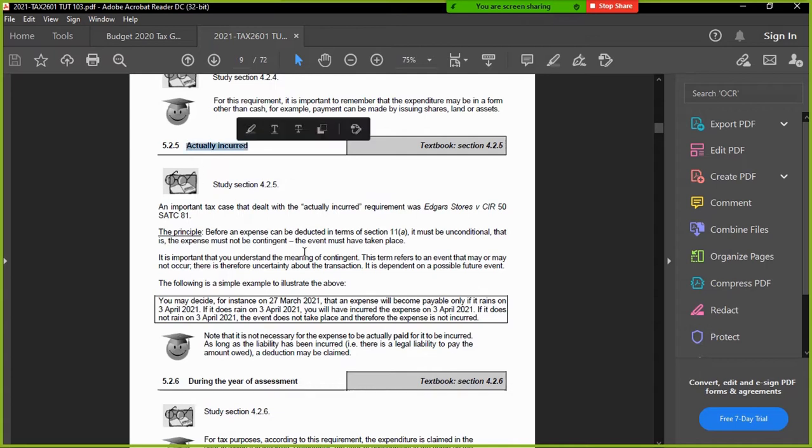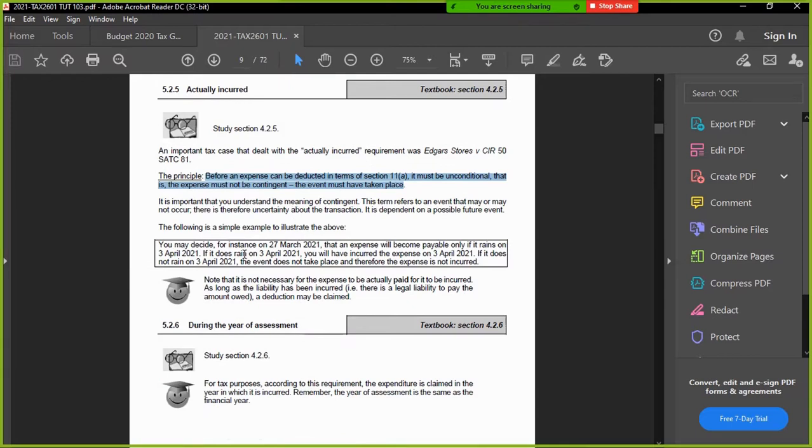Right, actually incurred, there should be a note here. Yeah, there. Edgars Stores, actually incurred. Okay, the principle. Before an expense can be deducted in terms of Section 11A, it must be unconditional. That is, the expense must not be contingent. The event must have taken place. Okay, so you can't claim expenses that you're going to pay in the future. Does that make sense? Yes. Remember, SARS is going to allow you to deduct certain expenses, only the ones that have been incurred. SARS doesn't allow you to deduct things that haven't happened yet. Okay, that's just the basic underlying principle, which makes common sense.